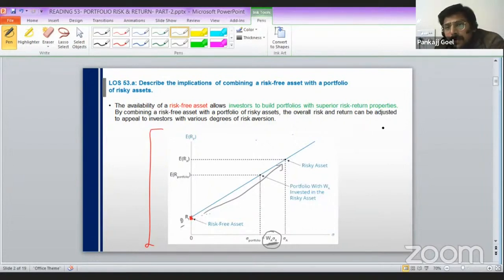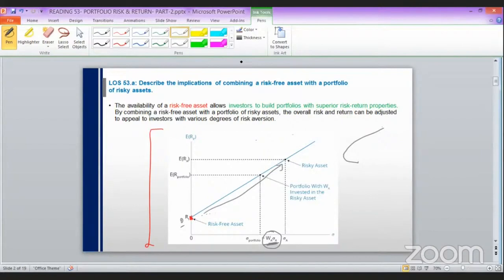When we combined two risky assets, my line was like this. It was non-linear because correlation was playing a role. Here, my risk depends upon two things only: how much percentage of my portfolio we are putting in the risky one, and what is the risk of the risky one. That's it. No correlation, nothing else. So that is why it is a straight line. When we combine two risky assets, we have a non-linear relationship. When we combine one risky and one risk-free, we have basically a linear kind of relationship. I hope this is fine.